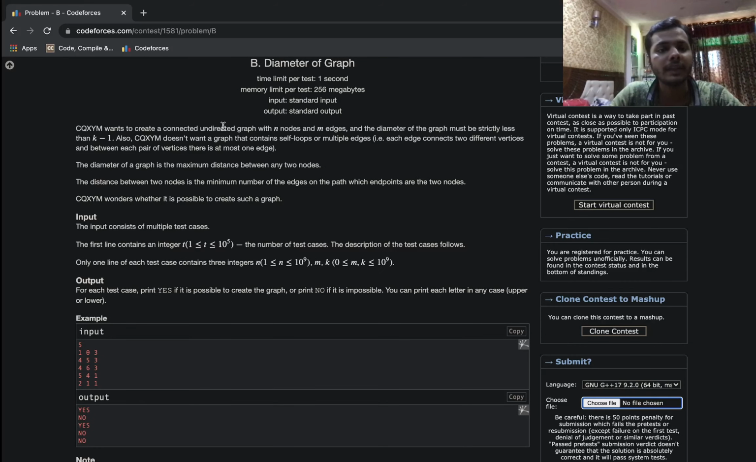So we have to create an undirected graph with n nodes and m edges, and the condition to hold is that the diameter of the graph must be strictly less than k minus 1. Now I really don't know why they have put a k minus 1 here when they could have easily put a k here, but anyways, also we can't have self loops and multiple edges in our graph.